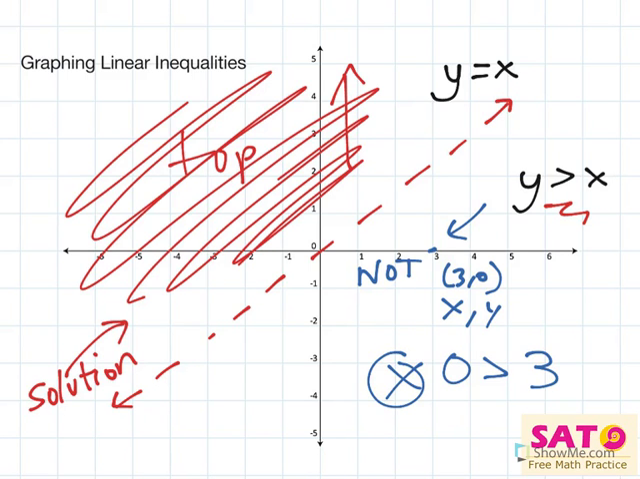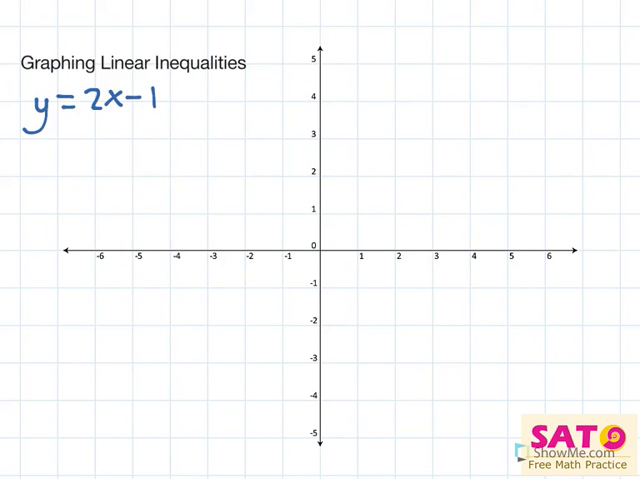Alright, so let's try another one. Let's try out y equals 2x minus 1. Let's say y is less than 2x minus 1. So what we need to do is plug in some points. Let's have a little table here. So let's say x is 0. So if x is 0, y is negative 1.